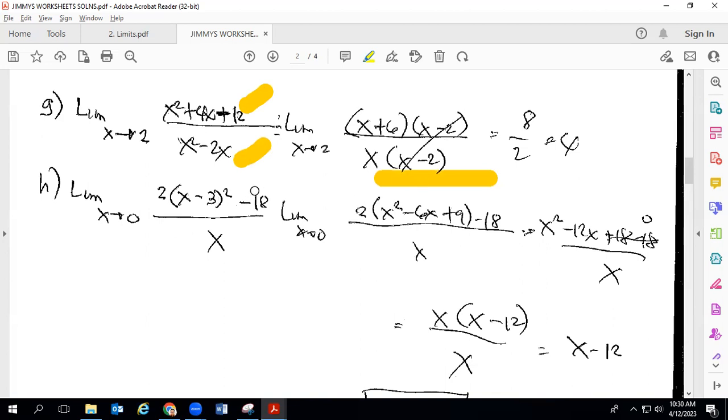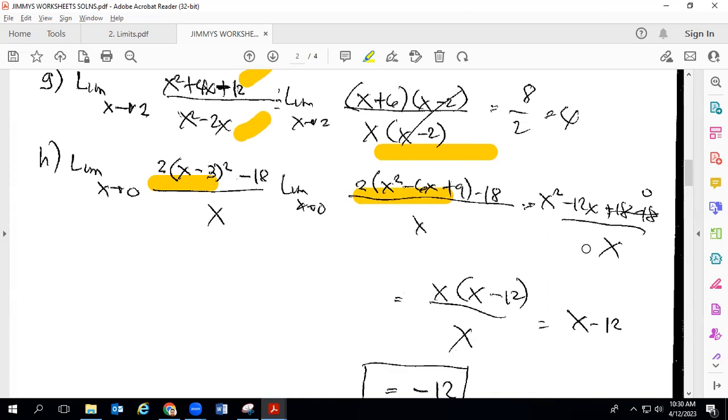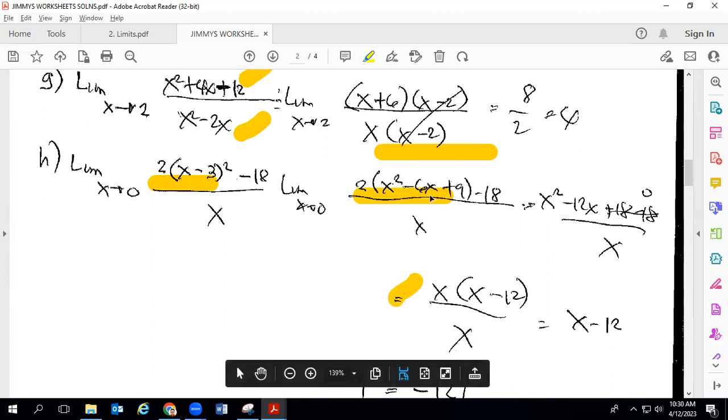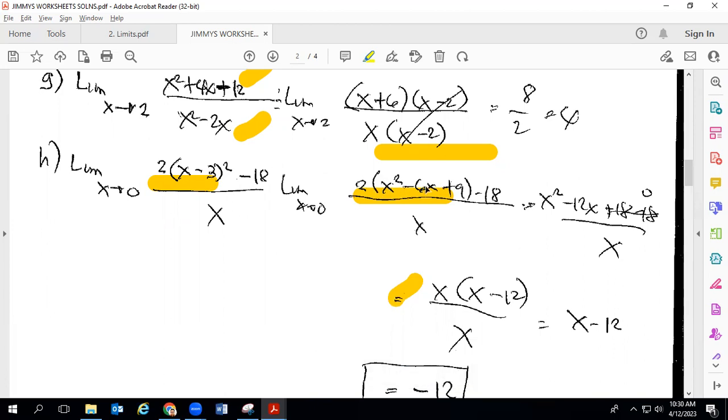Factor this one. First, here, expand. Okay, you expand, and then you distribute, simplify, you get these values. Okay, distribute 2x squared, this one, 2x squared, 12x, and then 18.